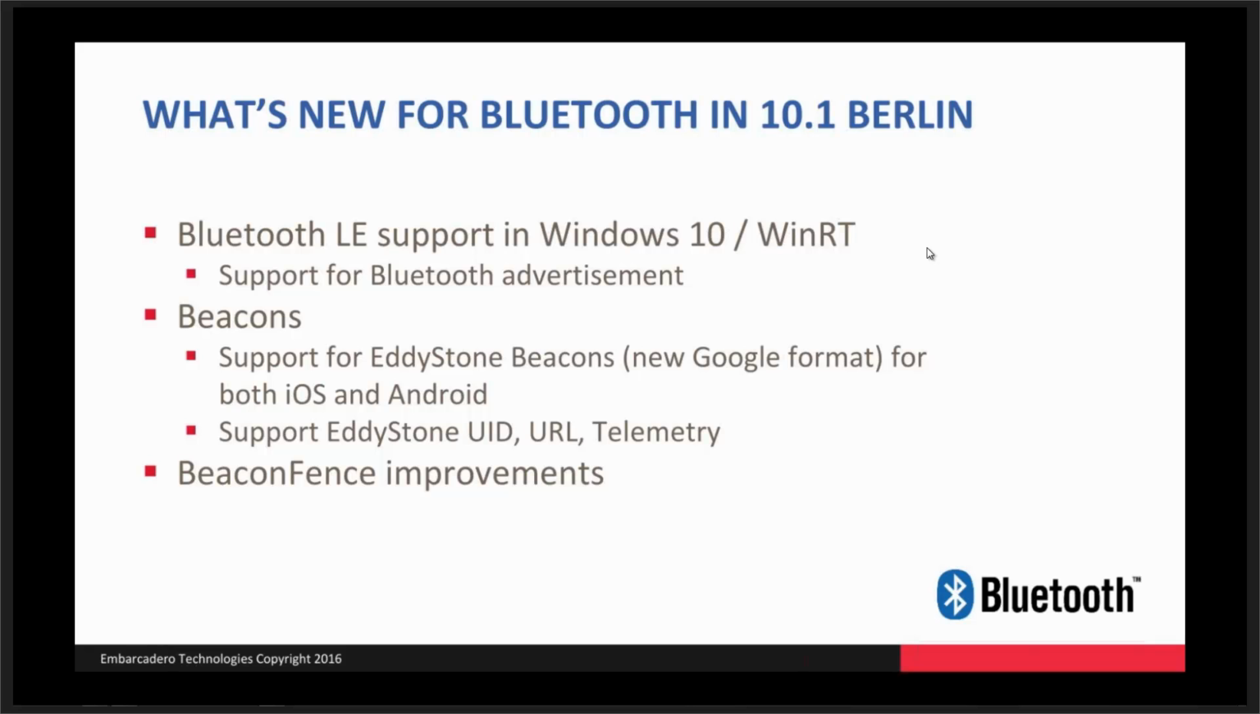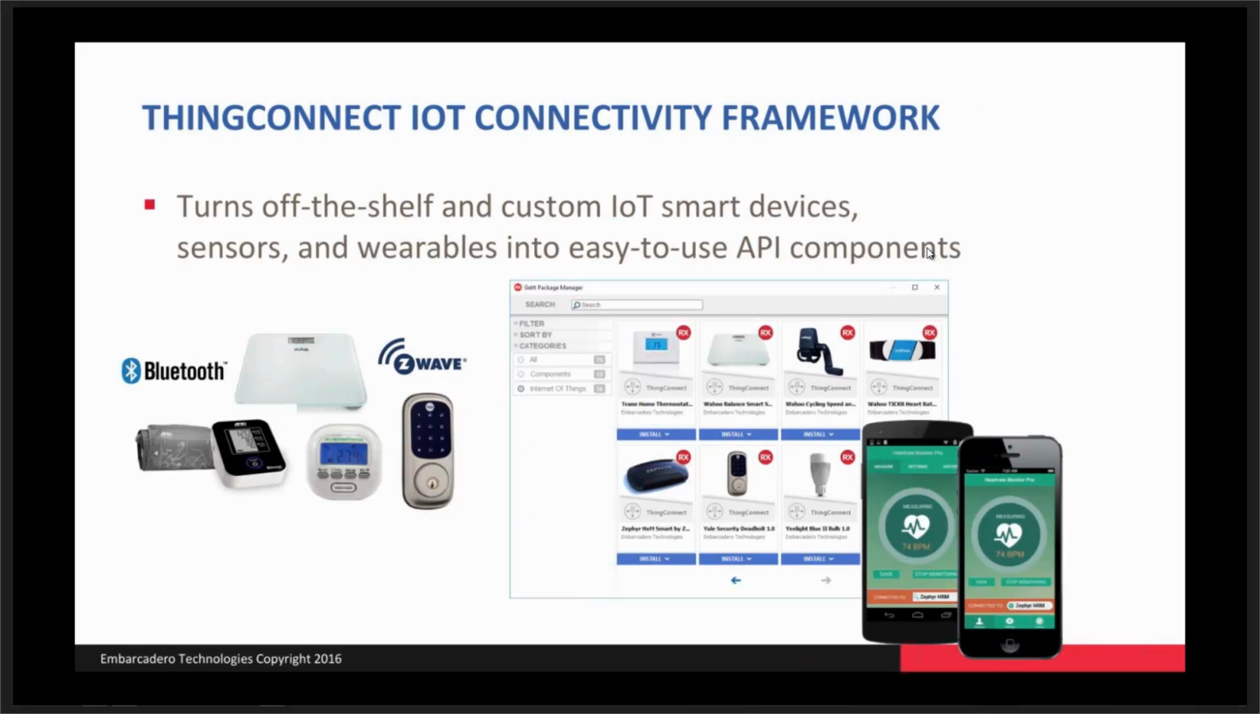Now, we've added new features to Beacon Fence in RAD Studio Berlin. Those include the ability to detect zones, beacon support for Windows, also support for Eddystone beacons, and improved calculation performance. Now, our ThingConnect IoT connectivity framework turns off-the-shelf and custom IoT smart devices, sensors, and wearables into easy-to-use API components. And we have over 50 IoT device components that you can access through the GetIt package manager for both Z-Wave and BLE devices. And those components all come with pre-built demos so that you're able to get started quickly on both Delphi and C++ using these IoT device components.